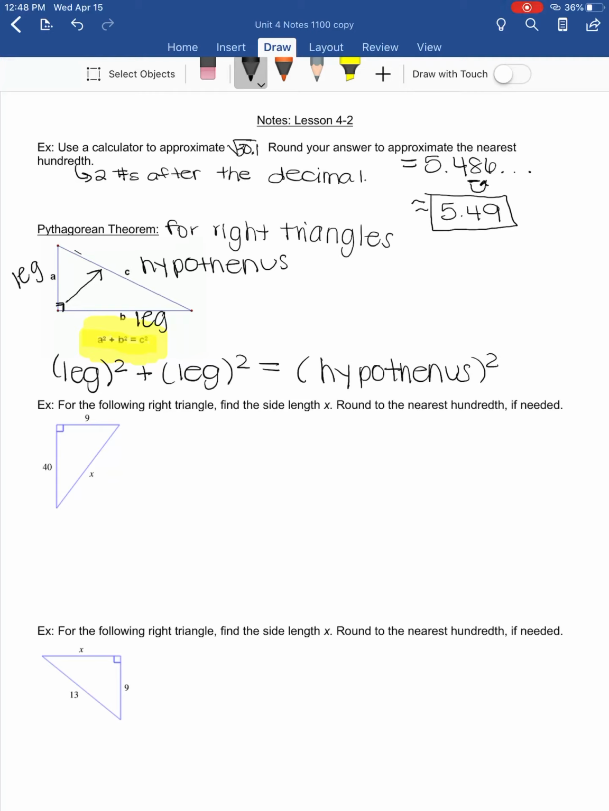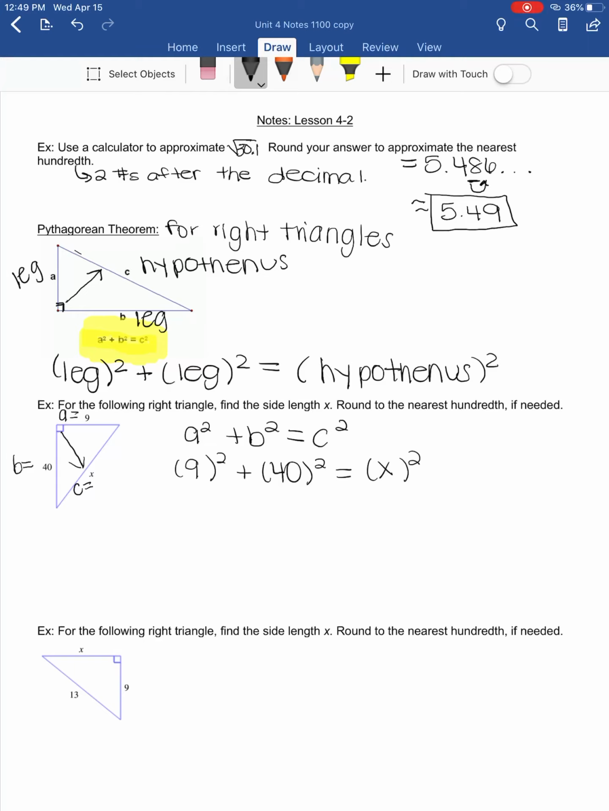All right, so let's do an example. It says for the following right triangle, find side length x, round to the nearest hundredth when needed. So I have 9 as a leg, 40 as a leg, and then we have this long side across from the 90 degrees as our hypotenuse. So I can label this and say, okay, A is 9, B is 40. It doesn't matter which one's A or B because they're both just legs and we're adding them. So remember, we can add in any order. And then this C, this x value, is our hypotenuse. So plugging into our a squared plus b squared equals c squared formula, we said a is 9, so 9 squared plus b is 40, so 40 squared equals c squared, which is x squared.